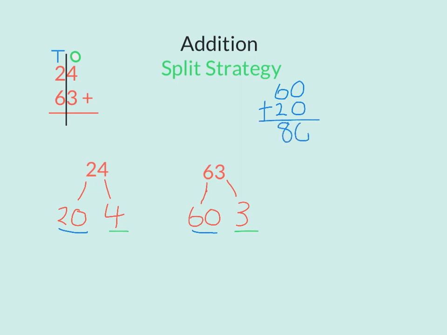is 80. And then we need to add our ones together. So 4 and 3 is 7. And from there, if we add 80 and 7 together, our answer will be 87.